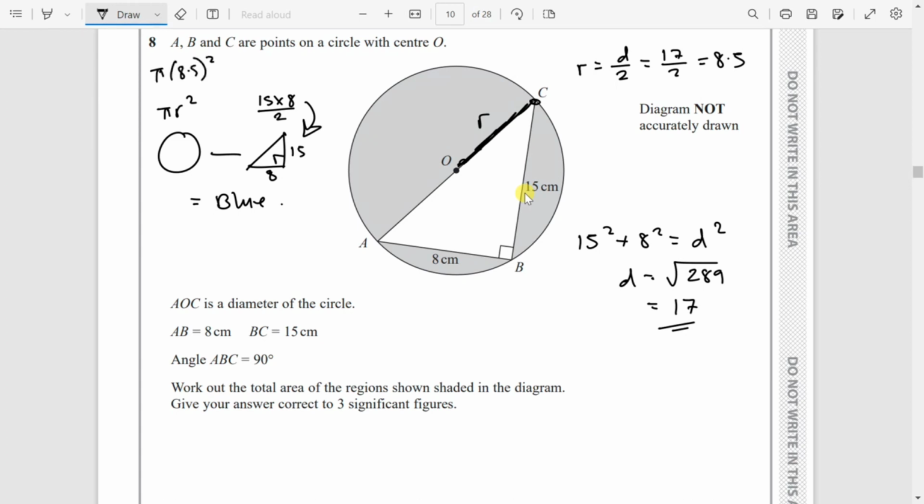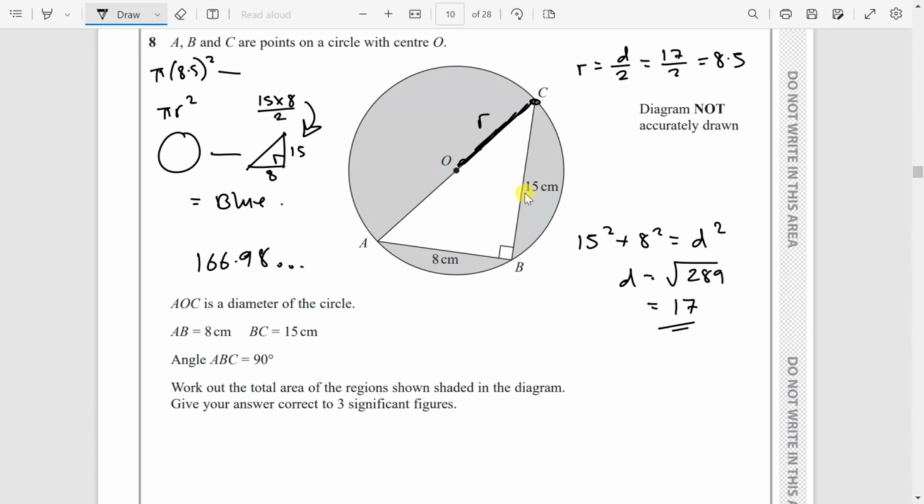So put in your calculator, pi times 8.5 squared minus 15 times 8 over 2. You could do this all at once, yeah? And if you did it all at once, actually let's just do it together. Pi times 8.5 squared minus 15 times 8 over 2. And I got, what did I get? I got 166.98... The question is, and they want the result to 3 significant figures.